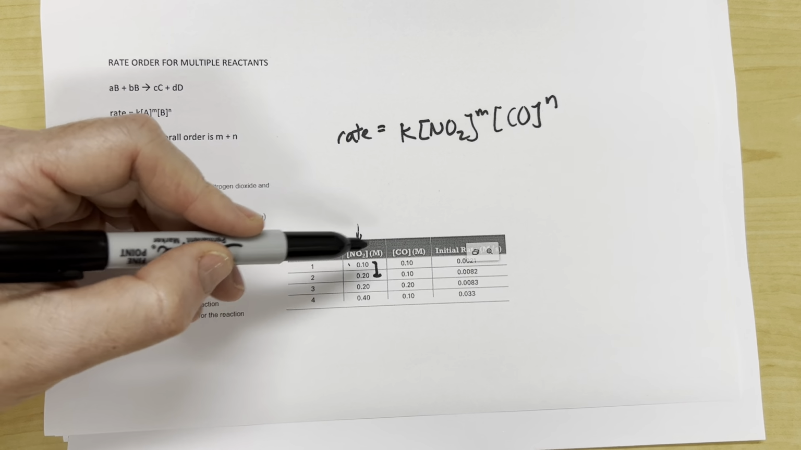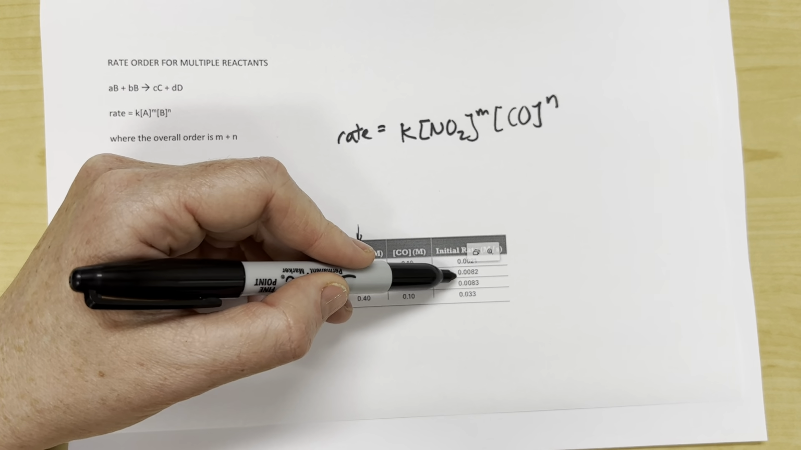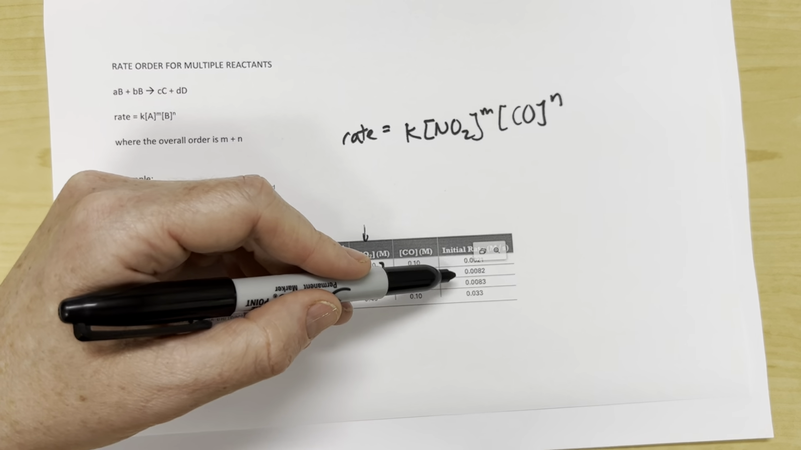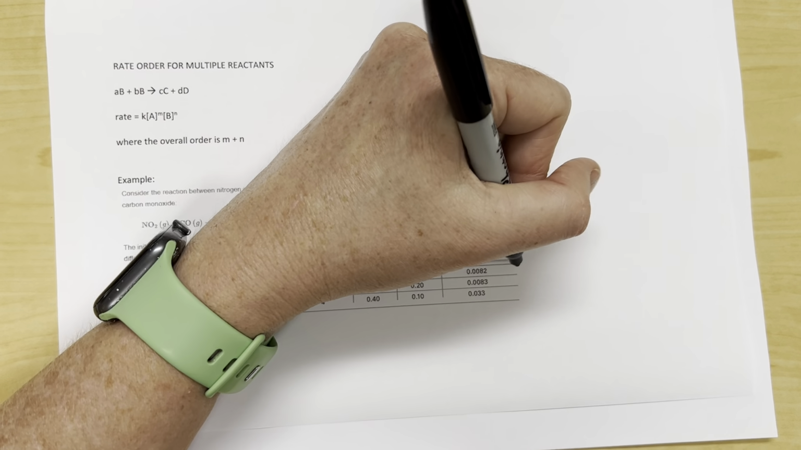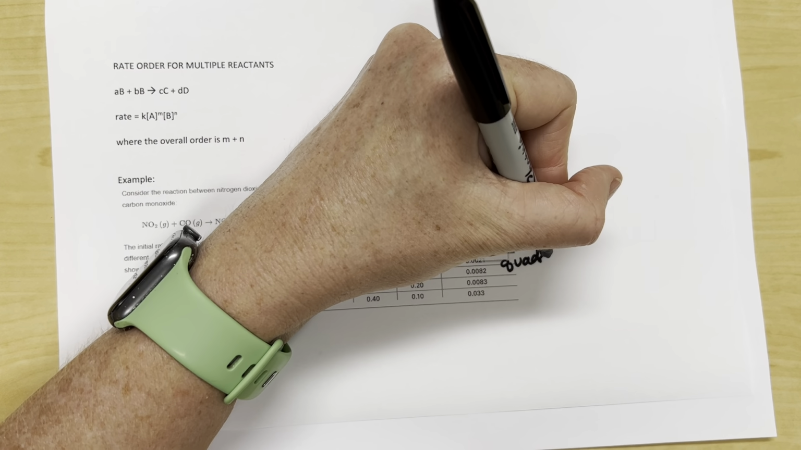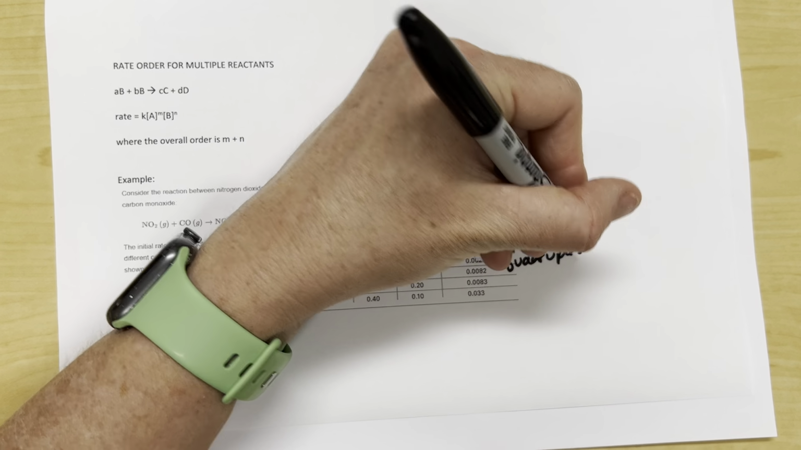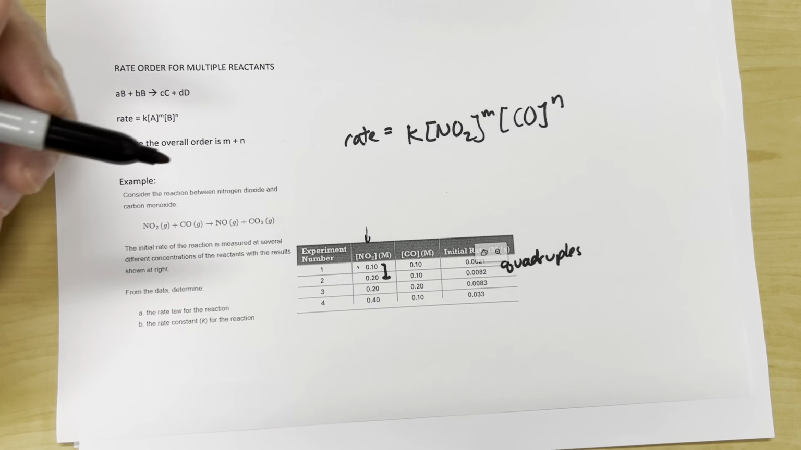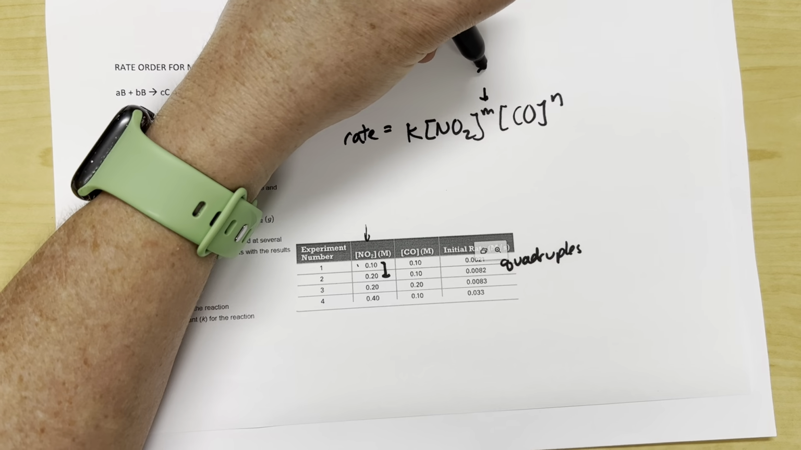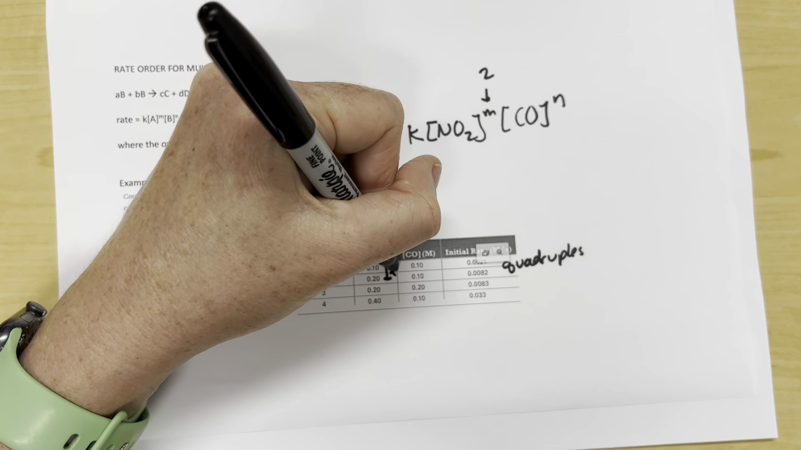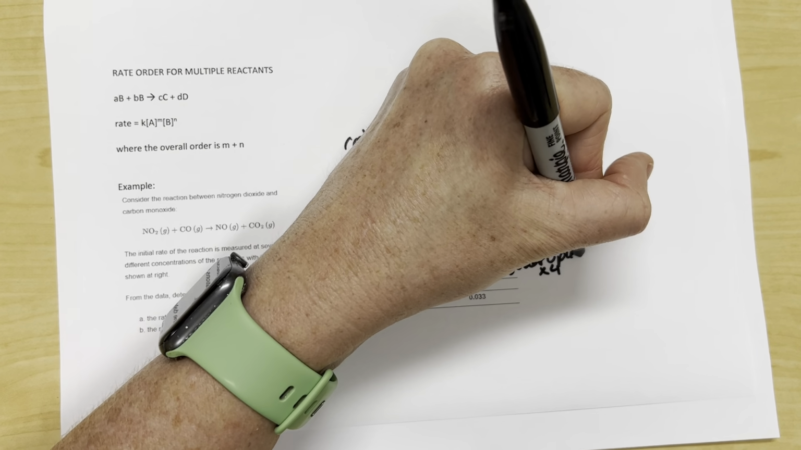And I see immediately that the rate went from 0.002 to 0.008. So when this doubled, what happened to this one? It quadrupled. What kind of order does that make it then? That makes it a second order reaction, meaning this has to be 2. So when this doubled, this one went up by 4.